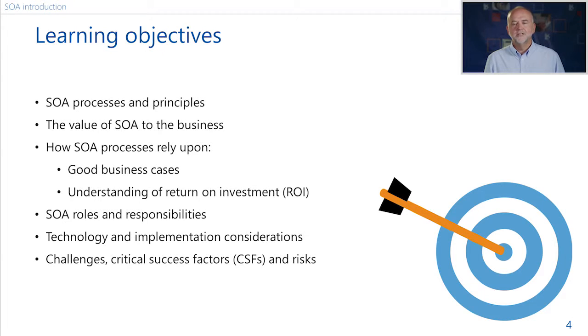When we look at the learning objectives, it's all about thinking about what service offerings and agreements actually mean. What does the value of service offerings and agreements actually deliver? And we're going to look at how to develop a good business case and to also consider what we mean by a service. We're also going to look at the roles and responsibilities, and later on towards the end of the course we're going to start looking at the technological implications of implementing SOA. We'll also consider the challenges, the risks and the critical success factors for implementing this properly.